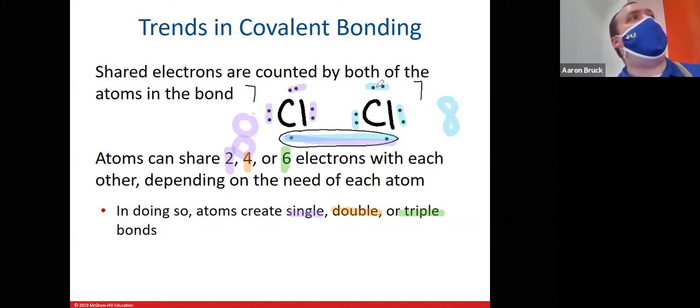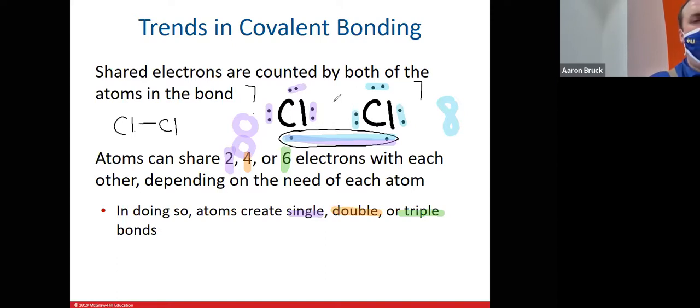And whether we have single, double, or triple bonds, again, comes back to the Lewis structure. In the case of the chlorine, they are only sharing 2 electrons with each other. We would describe the bonding in this chlorine molecule as a single bond, and we would depict that as a single line between the 2 atoms.